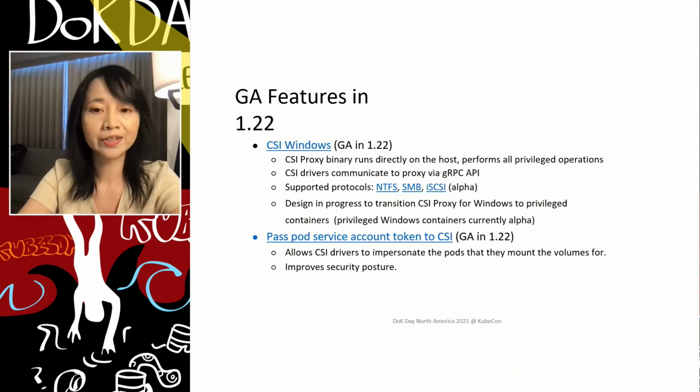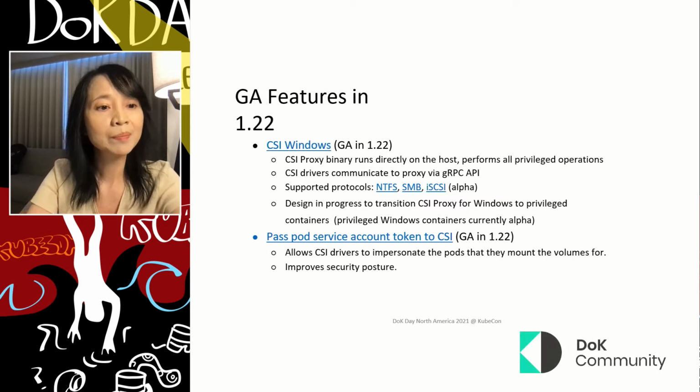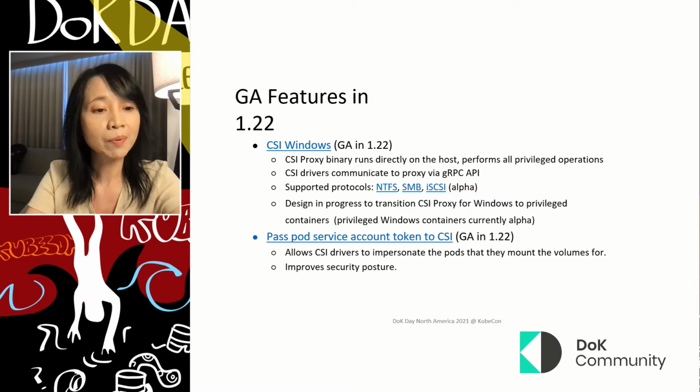There are two GA features in 1.22. The first feature I'm going to talk about is CSI Windows. There are challenges for CSI drivers to work on Windows because Windows containers are not privileged yet. However, CSI drivers need to perform privileged operations such as mount, unmount, formatting a disk, and so on. So the solution is to have a privileged proxy named CSI proxy that runs as a native Windows process on the Windows hosts. CSI proxy will expose a gRPC API for executing privileged storage-related operations on Windows hosts on behalf of Windows containers like CSI node plugins.